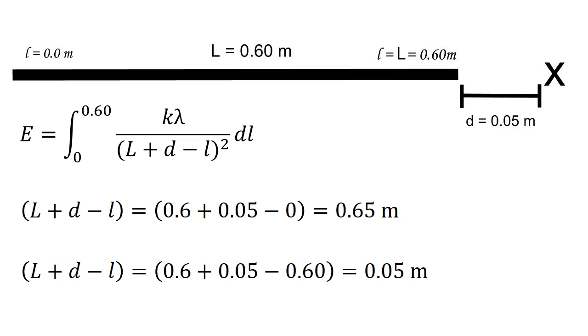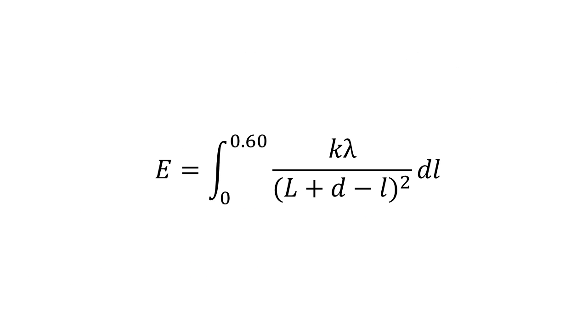Likewise, if we do the same for the upper limit, 0.6, we'll get 0.05 meters. And if you look at the far right side of the rod, it is 0.05 meters away from x at that point. The final equation is E equals the integral from 0 to 0.60 of k lambda over (L plus d minus l) quantity squared dl.